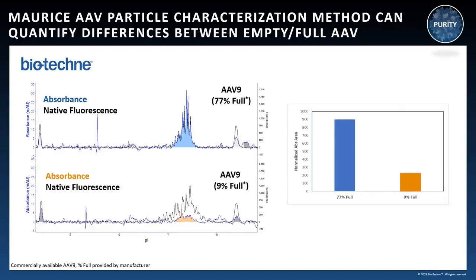These data can be quantified, and the native fluorescence can be used for normalization for any loading differences between the samples. When we quantified the absorbance and normalized it to the native fluorescence, as shown on the right, for the two samples, there's approximately a 5-fold difference, which is fairly close to what is reported by the manufacturer. So this shows that this method can be used for estimating the content of an AAV sample.